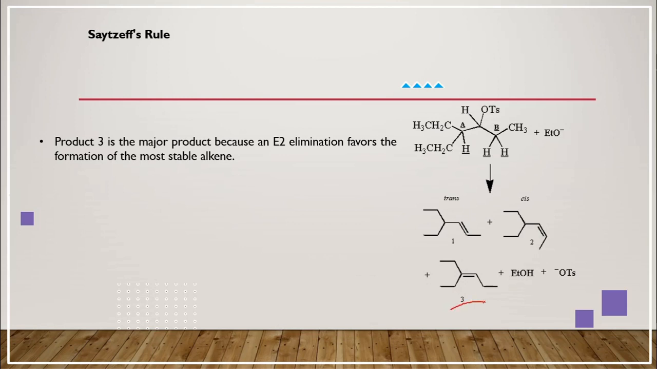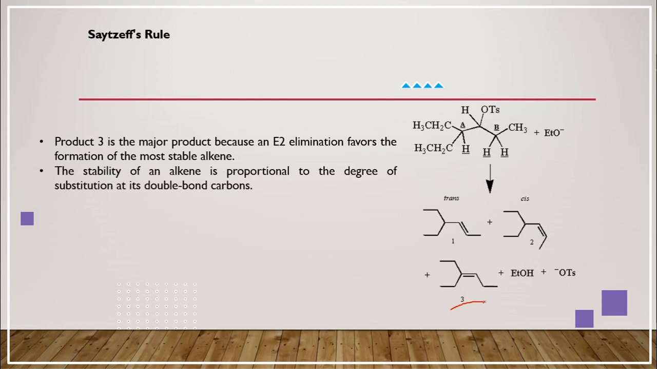the most stable alkene. Now, how do we say that this particular alkene is the most stable? The stability of an alkene is proportional to the degree of substitution at its double-bonded carbon, or in other words, the most alkylated alkene is the most stable alkene, and that is preferred in any elimination reaction, and that is what we call the Zaitsev rule.